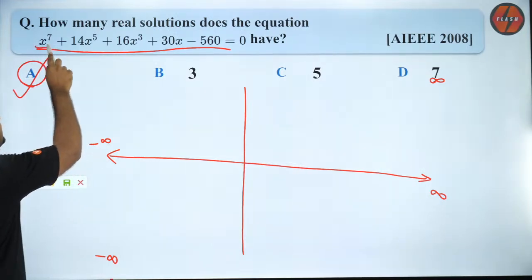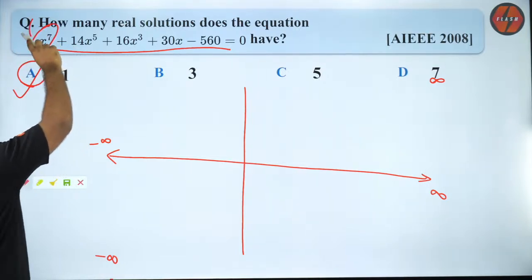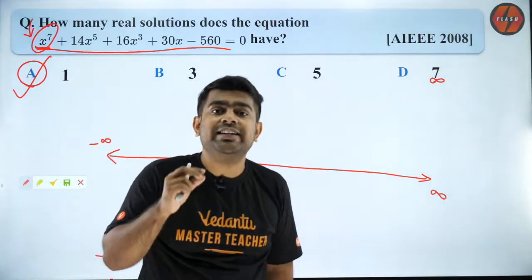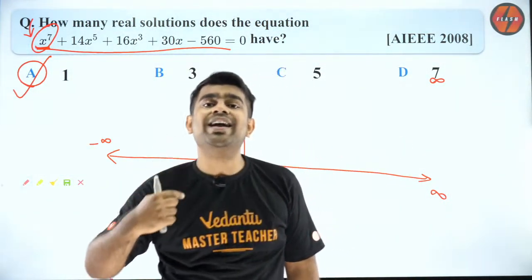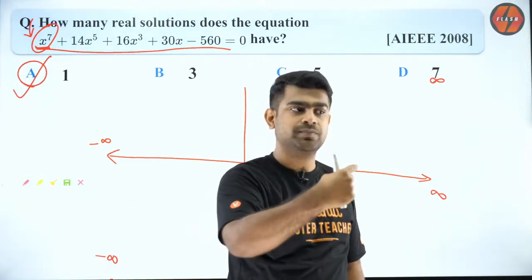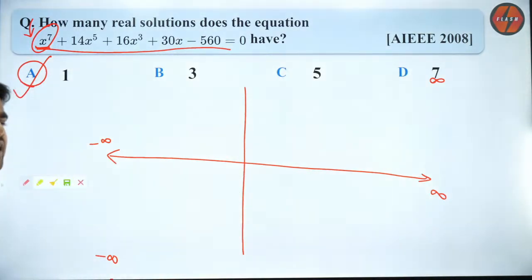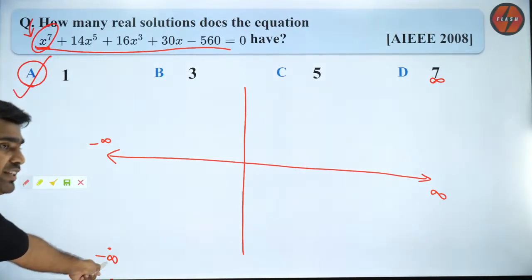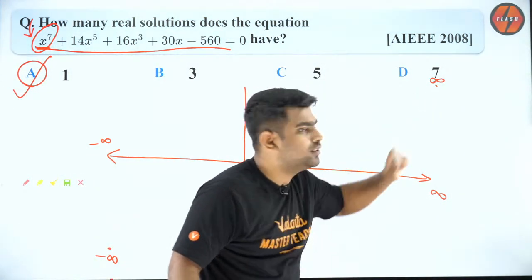Because when I put x as infinity, this term will dominate, and when I put x as minus infinity, this term will dominate. That is why it is called the leading term, with the leading coefficient. Are you guys clear with that? Everybody? Did you understand what I did? If I put x equal to minus infinity, it will start from minus infinity. If I put x equal to infinity, it will go up to infinity.